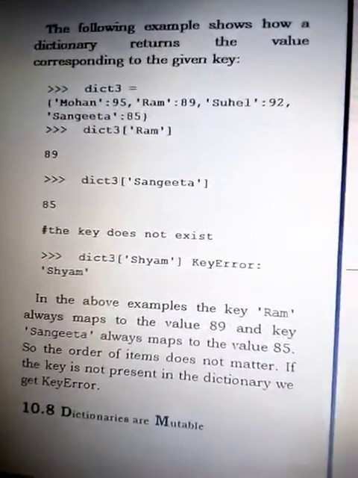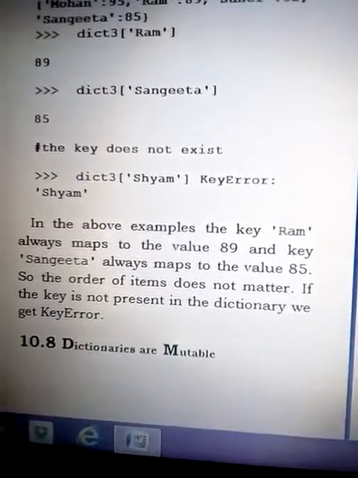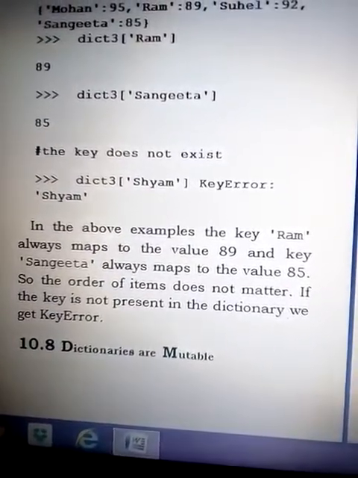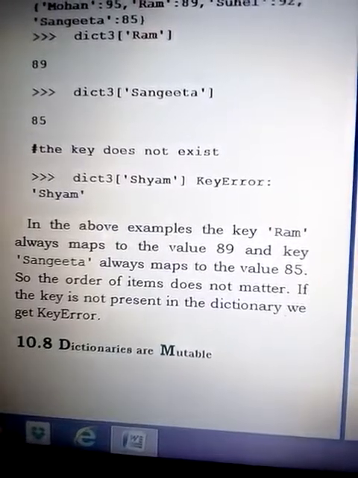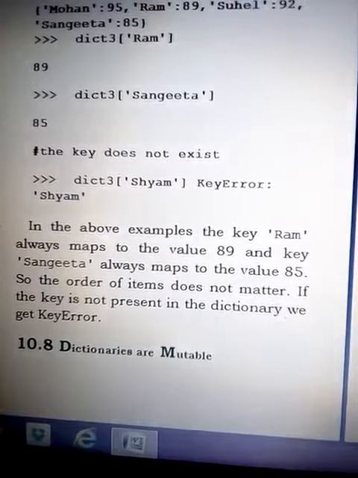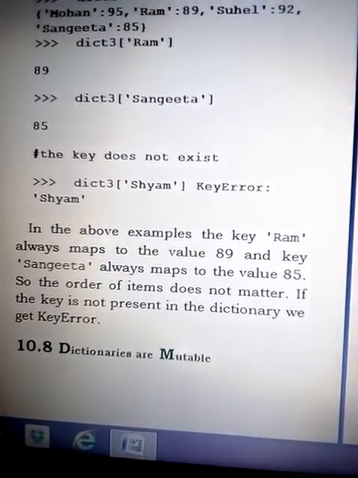Next example we are taking is dict of Sham, but here is a key error, because Sham is not existing in our dictionary as a key. So this key is not existing in our dictionary, so a key error will be generated as we don't have this kind of key in our dictionary here.